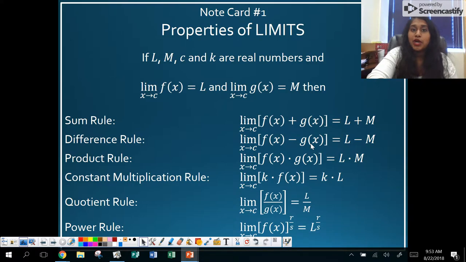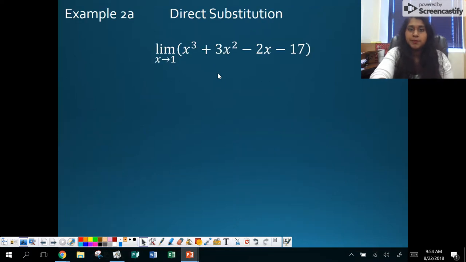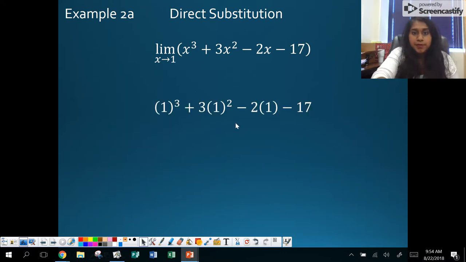Here are basic properties of limits beyond what I just talked about. All of these are intuitive. The sum rule: if I take a limit of a function plus a function, that's the same as the limit of the function f plus the limit of the function g. These are pretty intuitive properties. But let's move on to our concept of direct substitution. That really is what it sounds like. I'm literally directly substituting in whatever I am approaching. So let's plug that in. I replace all my x's with 1, and I solve. It's as simple as that with direct substitution. My answer here was negative 15.